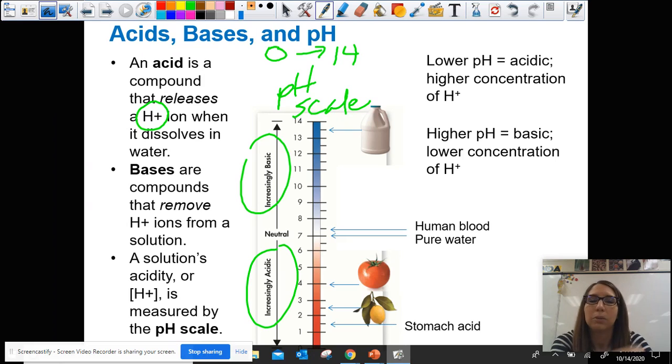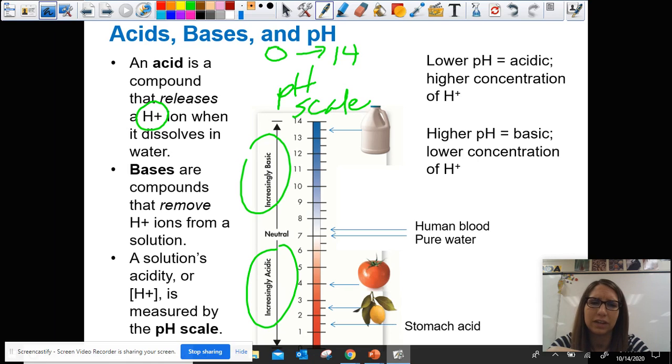So they don't push away and get rid of hydrogen ions. They actually will pick up and remove hydrogen ions from a solution. So the lower the amount of hydrogen ions, the higher the number on the pH scale, the more basic it becomes. Kind of complicated, right?